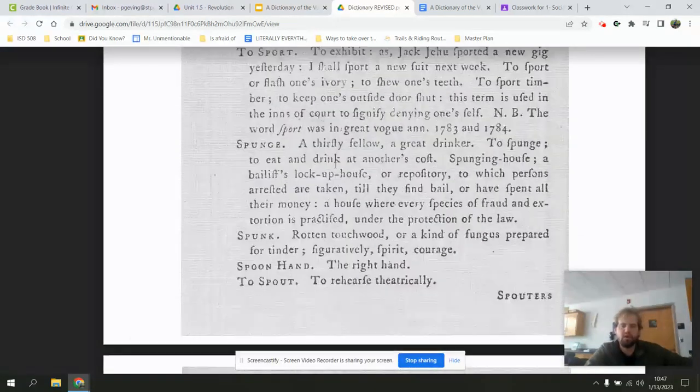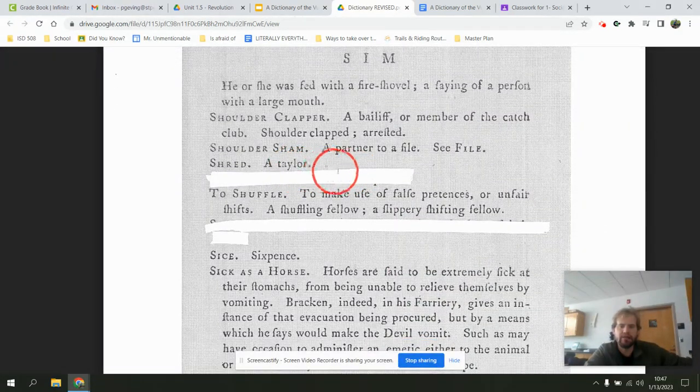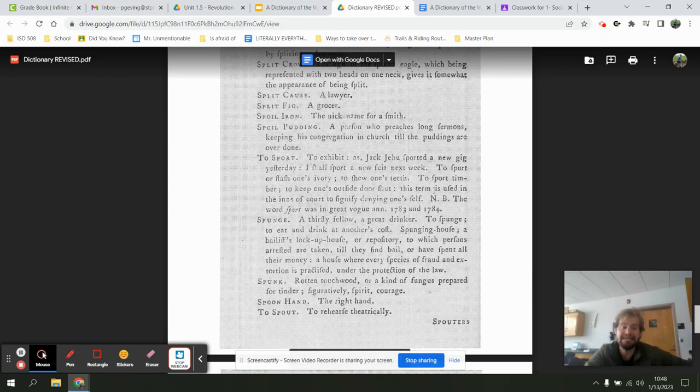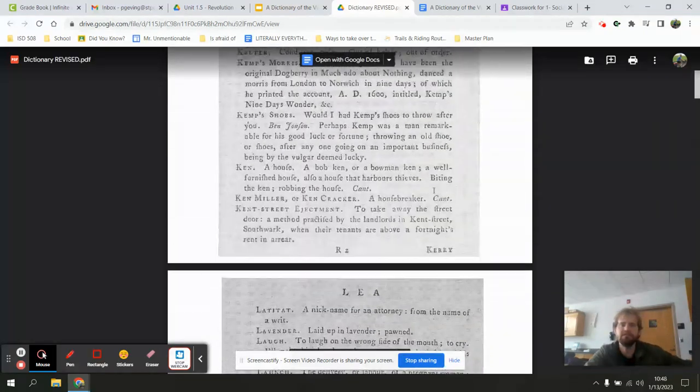You'll go through, you'll select one of these words. Some of them are kind of blocked out. I should have blocked out this one. The ones that I blocked out are the ones that say, like, look at somewhere else. And so this one, shoulder sham, a partner to a file, see file. I should have blocked this out because I don't have the page that says file. So some of these words I've blocked out because it tells you to look somewhere else in the dictionary. The dictionary is like 400 pages. I only took about 16 of them. And so that's why some of these are blocked out.